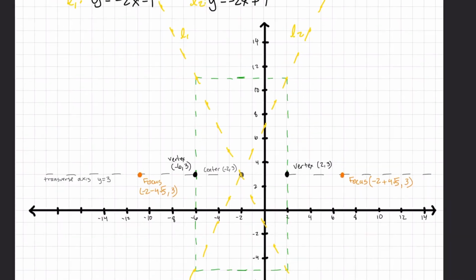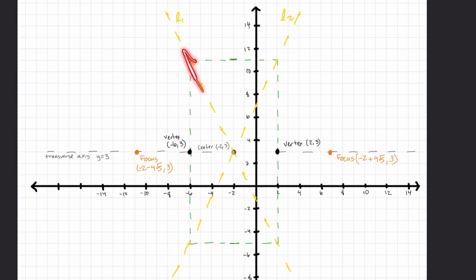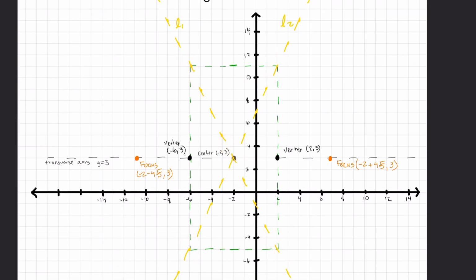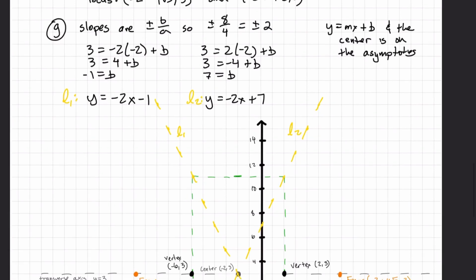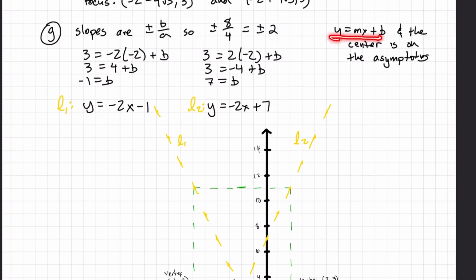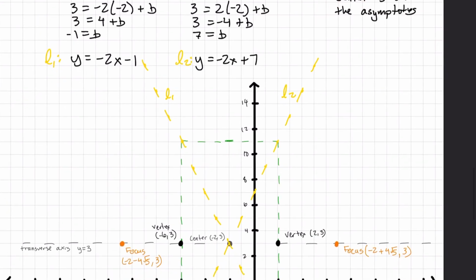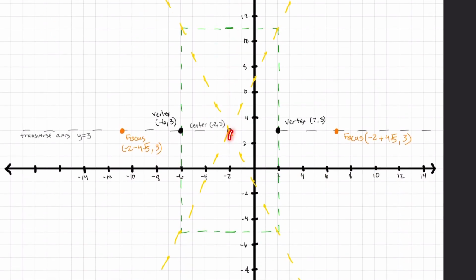I know that this is a rectangle, and if I'm passing through the corners of this rectangle, these lines are also going to be passing through the center of the rectangle. That's just a property of quadrilaterals that you should know from geometry. So I have a line, and I know an x and y point, that is the center on both of these asymptotes. So I can just use y equals mx plus b, replacing the x and y with the x and y from the center. I know my slopes. My slopes are always going to take on b over a and negative b over a.